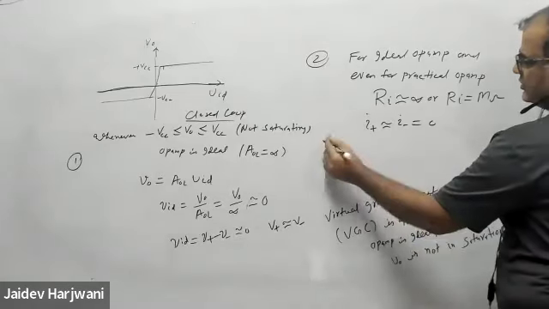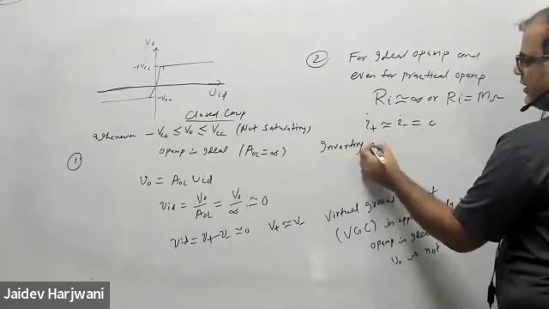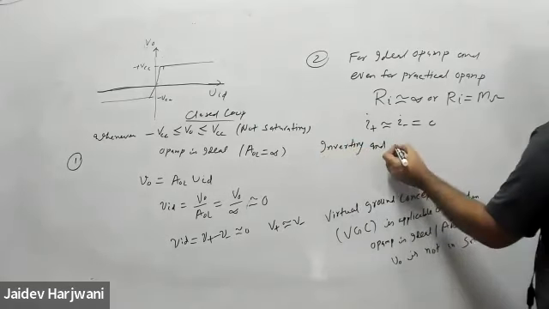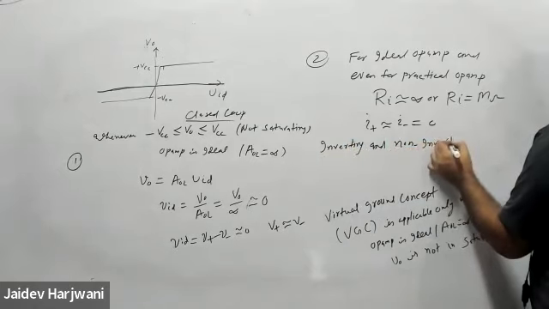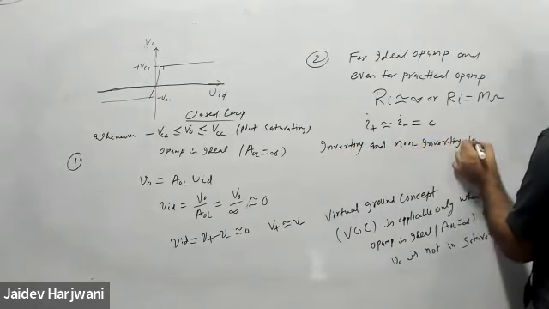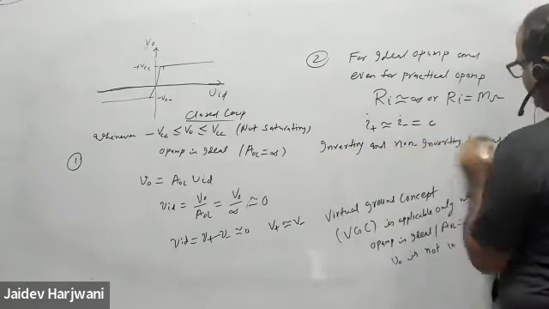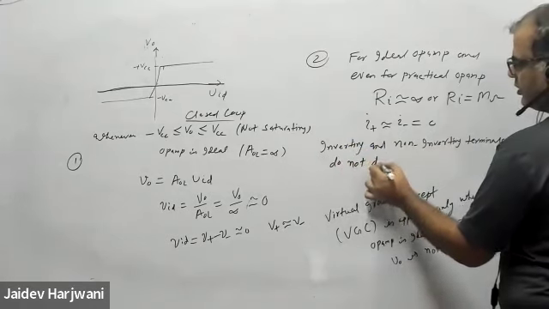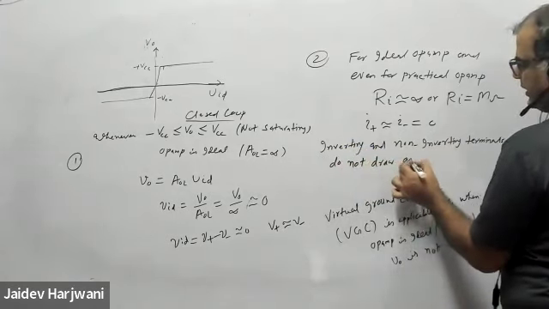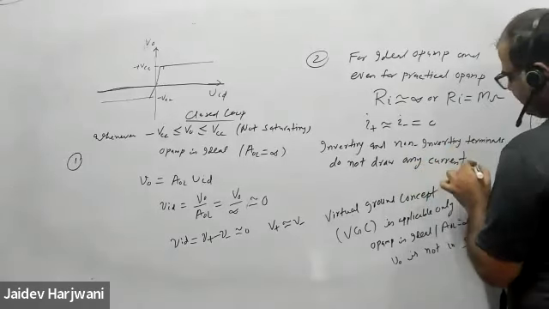So the inverting and non-inverting terminals do not draw any current, because in between they are open.